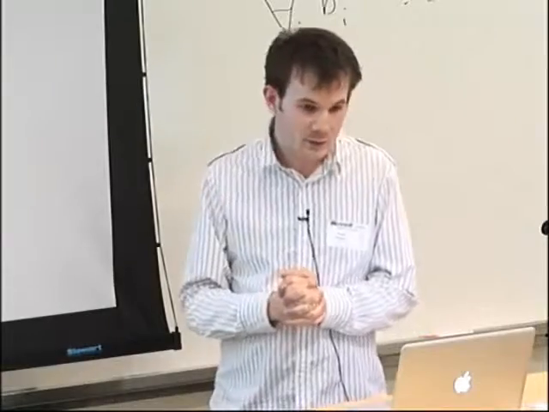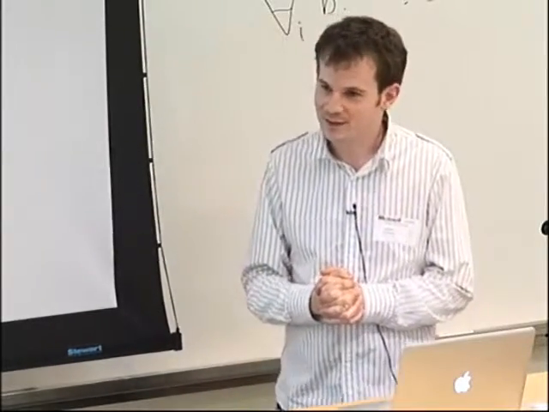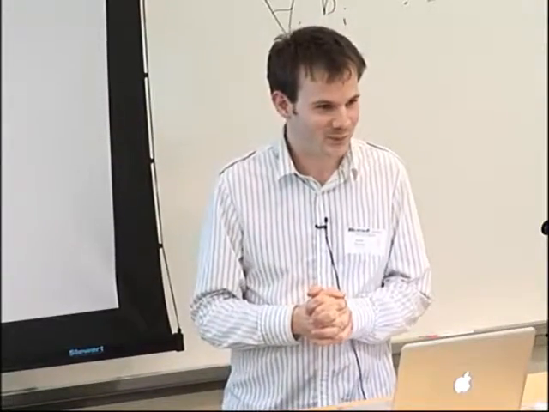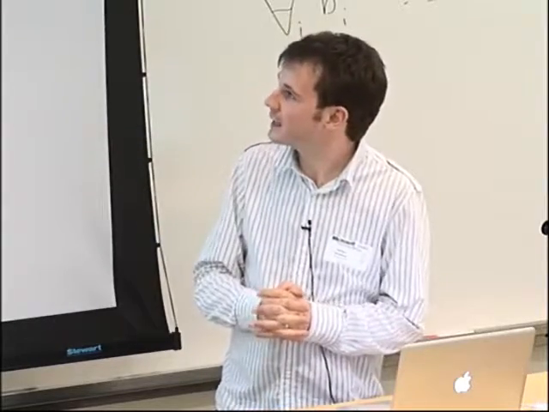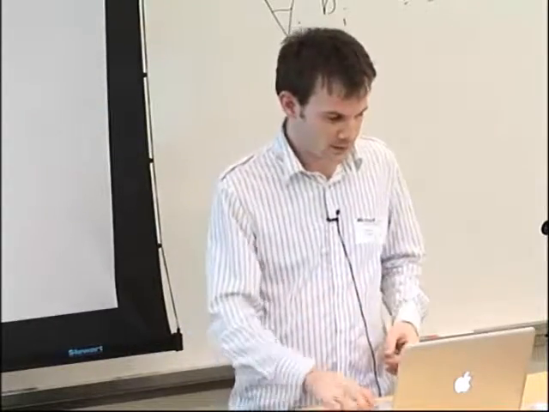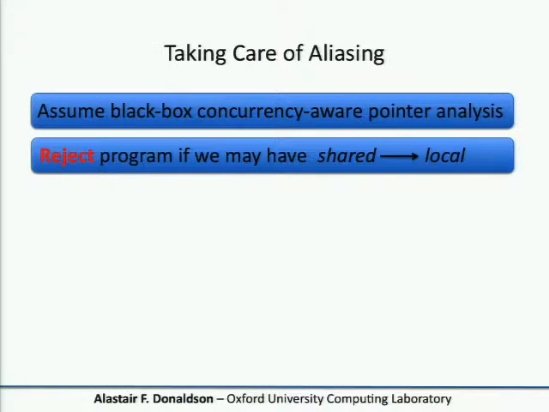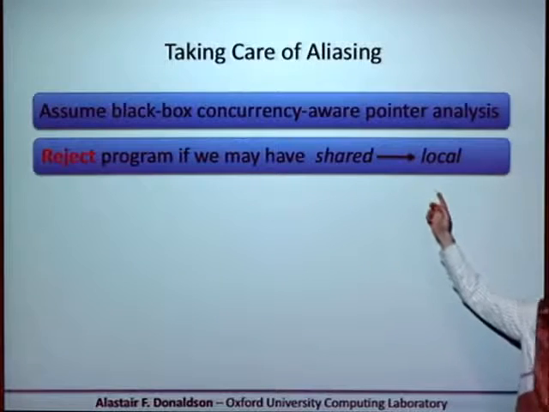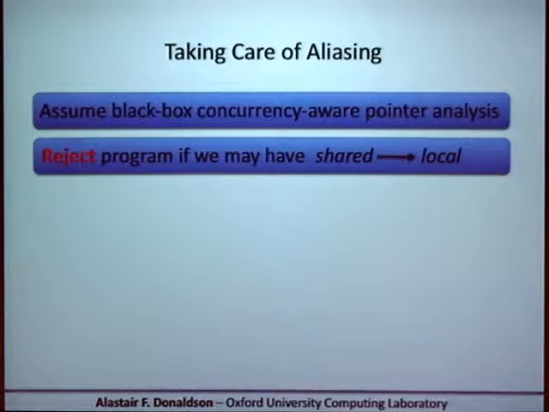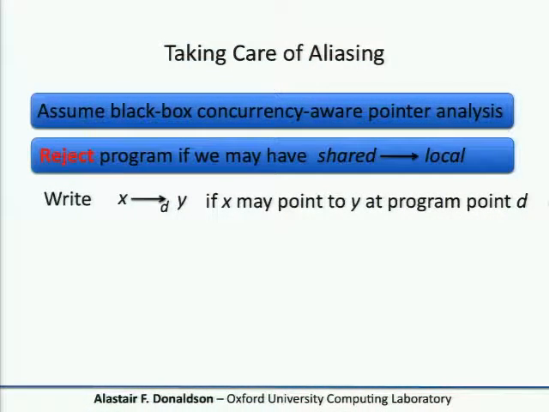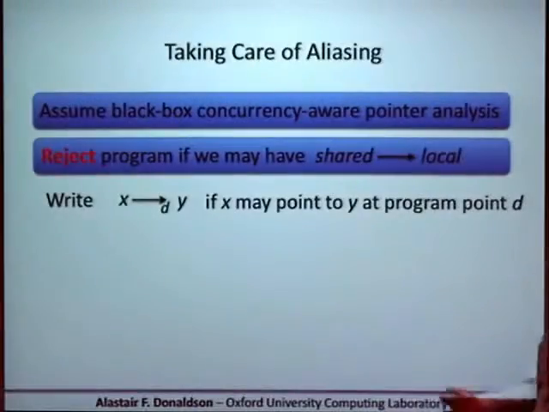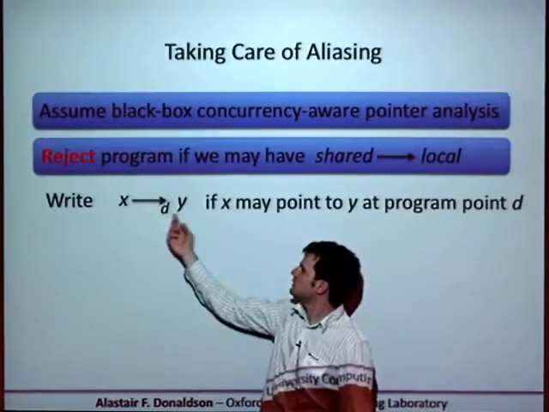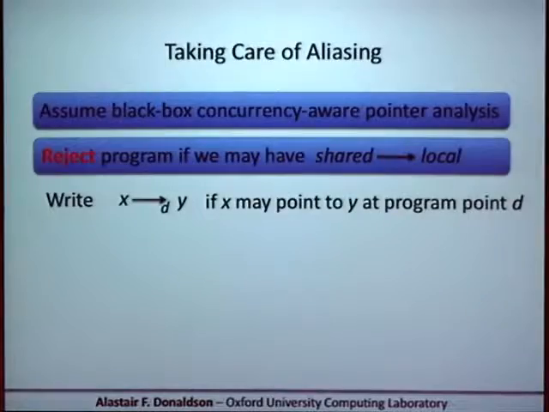So I'm not going to tell you anything interesting about how to do concurrent alias analysis, which is a difficult problem. But let's assume we have an alias analysis procedure that's concurrency aware. And let's also assume that it will reject the program conservatively if the situation of having a pointer from shared state to local state can occur. Because like I told you at the beginning, we restrict our attention to not consider those programs. So otherwise, the procedure will yield a relation points-to d. So we write x points-to_d y if x may point to y at program point d.